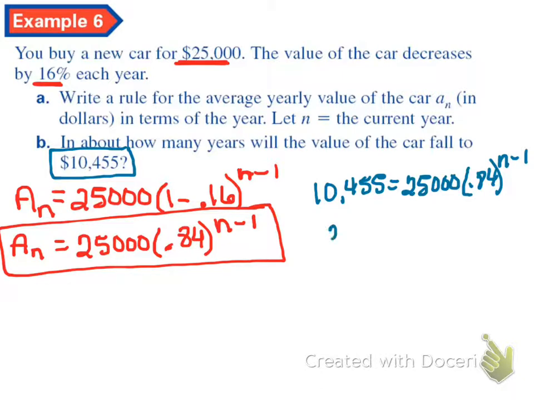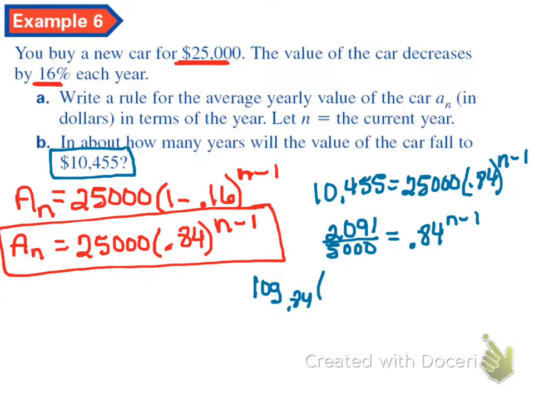Our calculator will leave that as a fraction for us. We would have 2,091 over 5,000. I'm going to keep that exact answer. It would be equal to 0.84 raised to the n minus 1 power. Now we want to get rid of the base 0.84. So remember, to get rid of a base you need to use a log. So we're going to use log with a base of 0.84 of 2,091 over 5,000, which would be equal to, when you do that on the other side, it will cancel out the base and you'll be just left with the n minus 1.